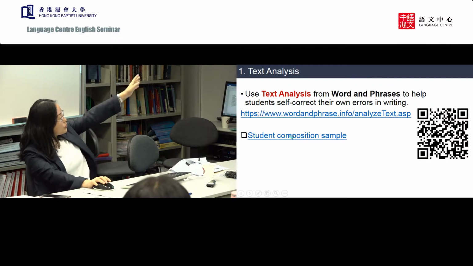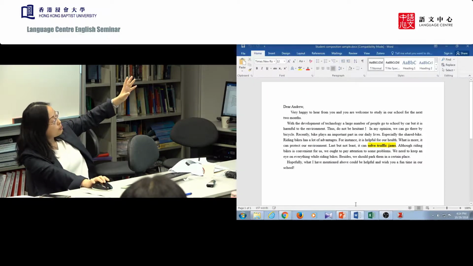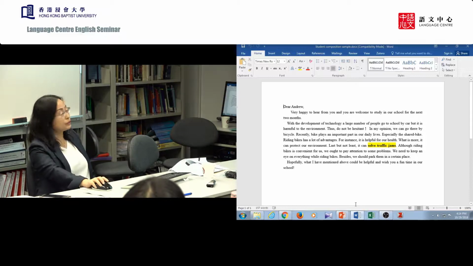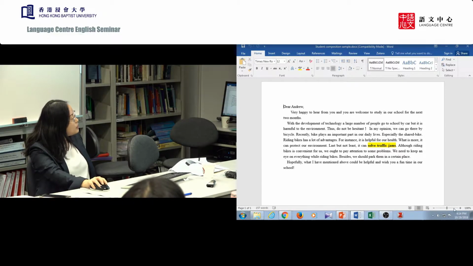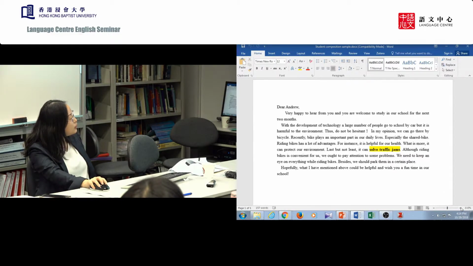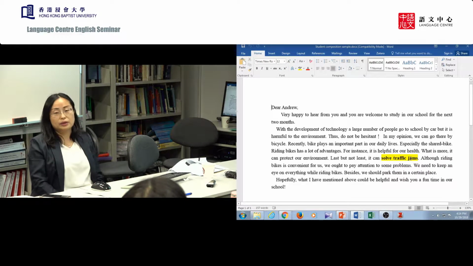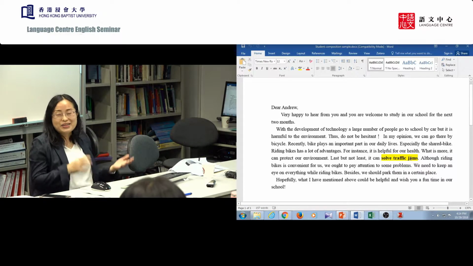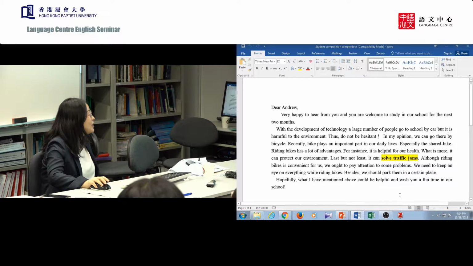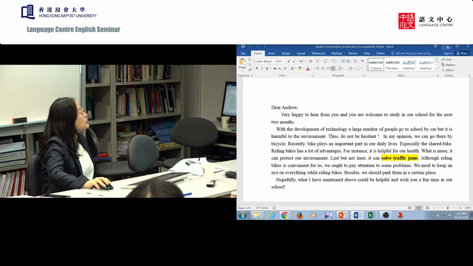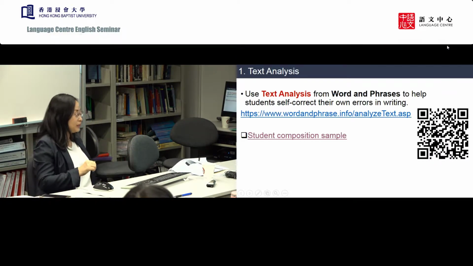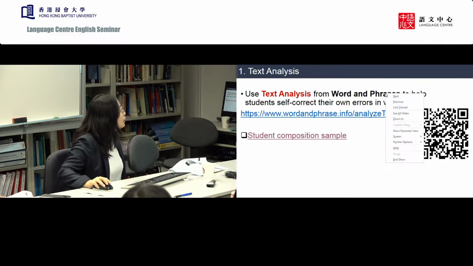First I'm going to show you the student writing sample. Again, it's produced by a senior secondary school student. There might be many mistakes here, but the salient one here: soft traffic jams. Soft traffic jams, right? So how can we use Words and Phrases to help students discover that this is a mistake?